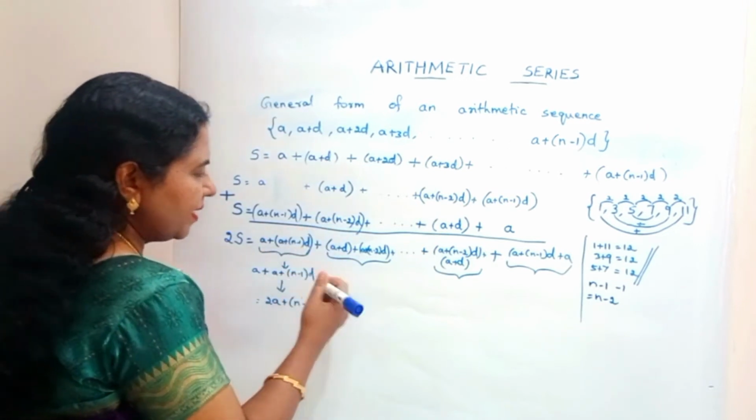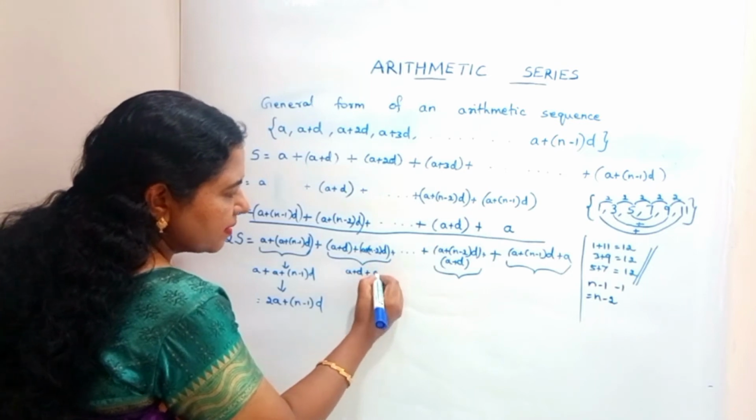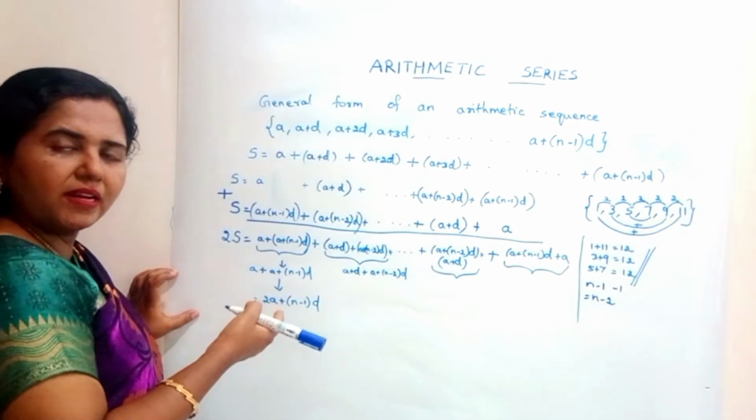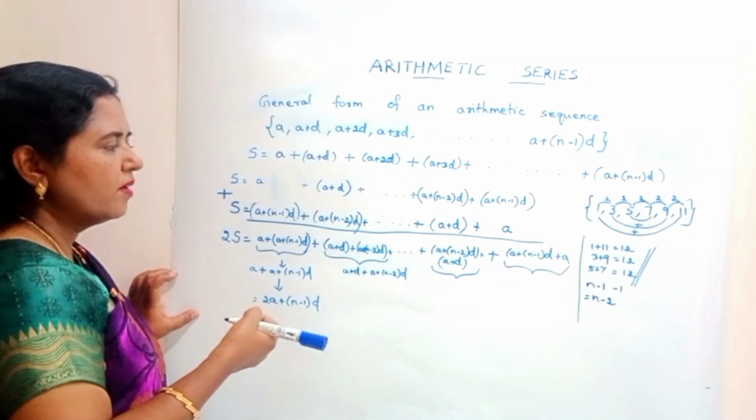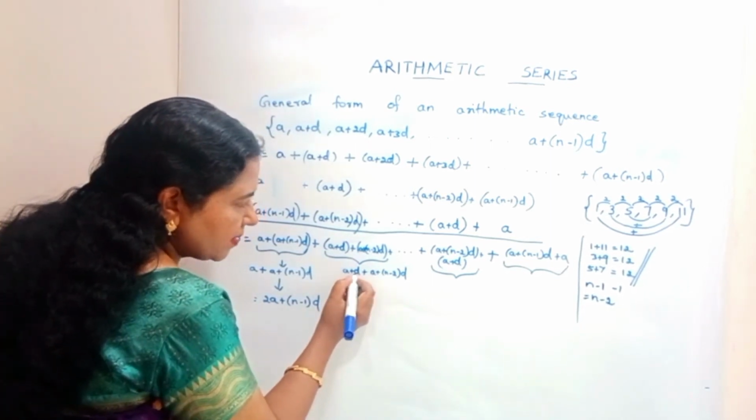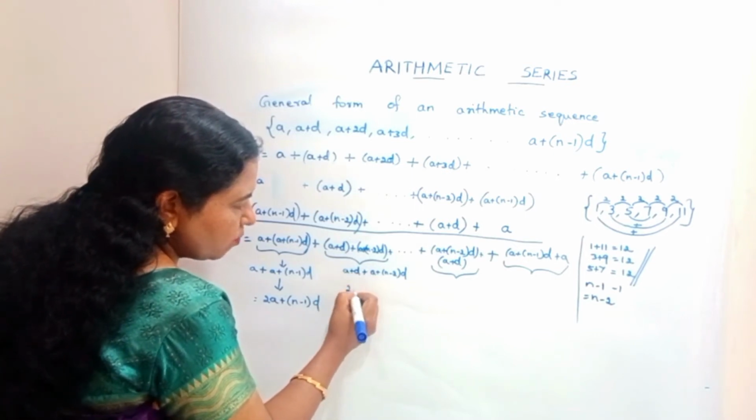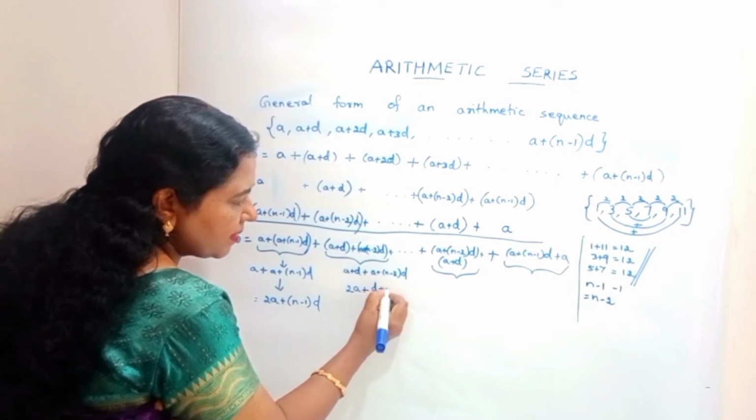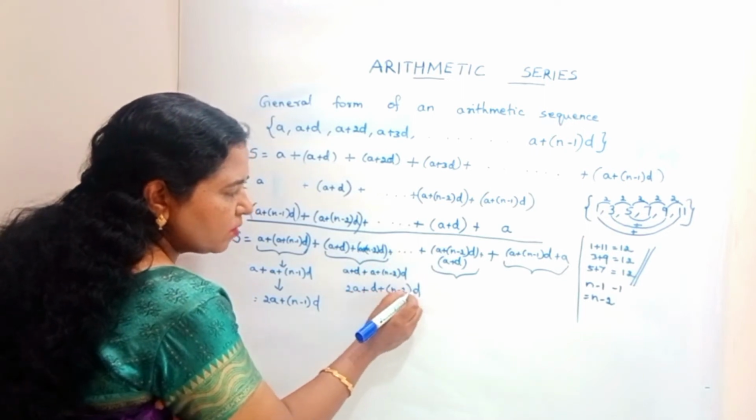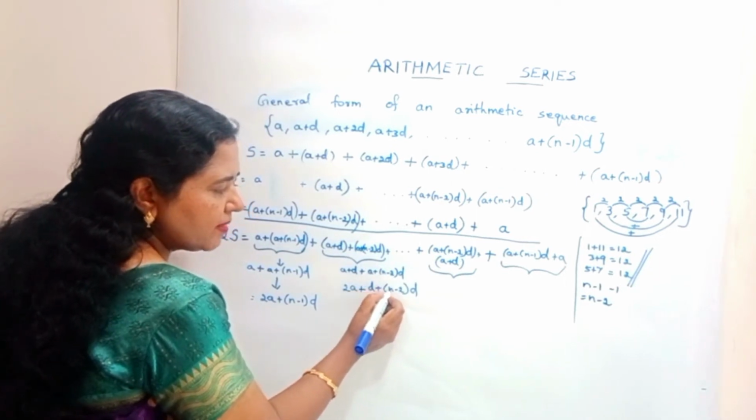Now coming to the second case, it is a plus d plus a plus (n minus 2) into d. This removing brackets and all, already we have seen in the previous videos itself. If there is any doubt, you can watch the videos. Okay, so it becomes a plus d plus a. So here we have two a's, so it becomes 2a plus d plus (n minus 2) into d. So here it is d plus (n minus 2) into d. D, it means that we have 1d. So 1d plus (n minus 2) into d.